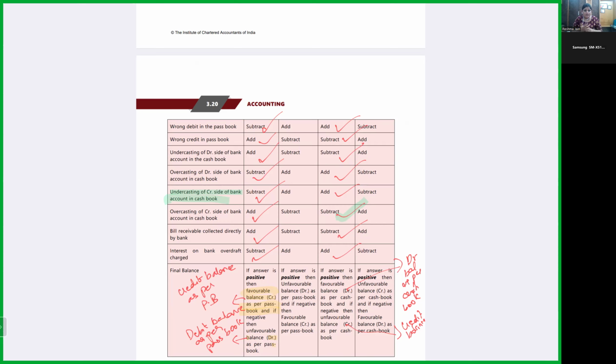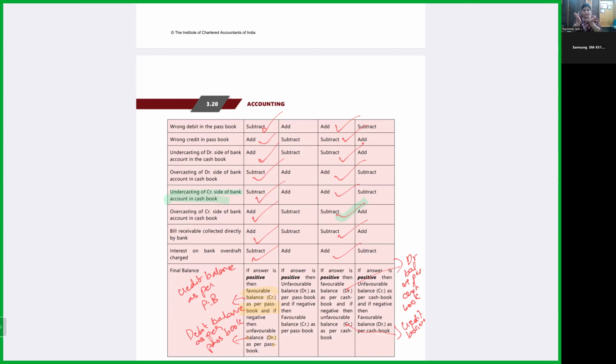Overcasting of debit side of bank account in the cash book. My receipt is more. So now I have to adjust my cash book to match my passbook. So I have to subtract it. Under casting of credit side of bank account in the cash book. My credit side, which is my payment side, is undercasted.